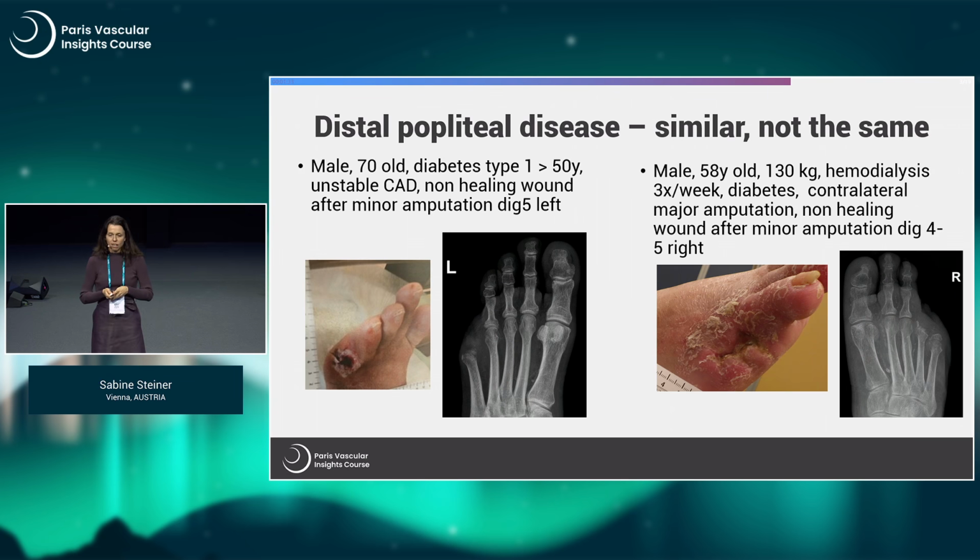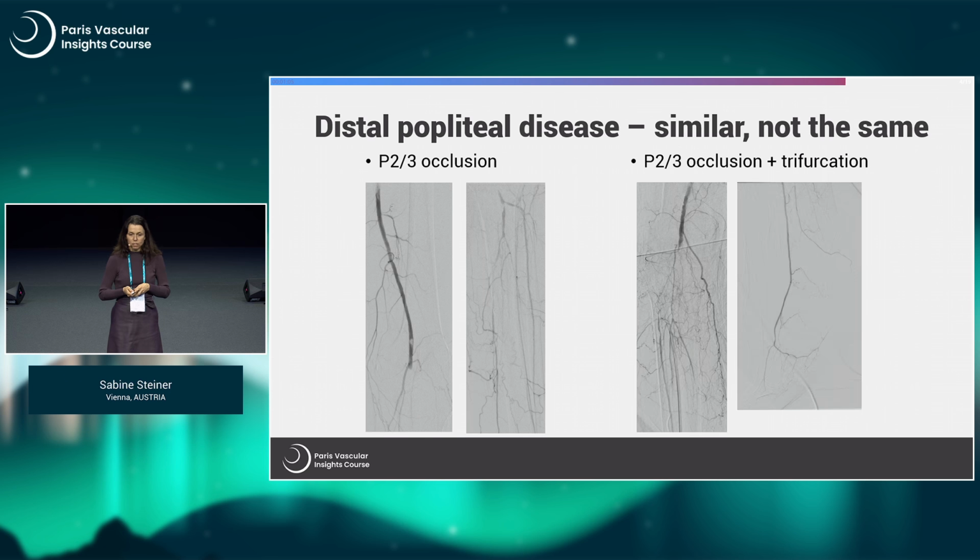The other one is a relatively young male, massively obese, 130 kilograms. He was super happy he lost 20 kilograms due to GLP-1 agonist treatment, but is still on hemodialysis 3 times a week, diabetic, with a contralateral major amputation. This was his only foot left, and a non-healing wound after minor amputation, also on the right side, a few weeks ago. And this is how they presented. So it's distal popliteal disease with a P2-3 occlusion, and for the relatively young dialysis patient also involving the trifurcation.